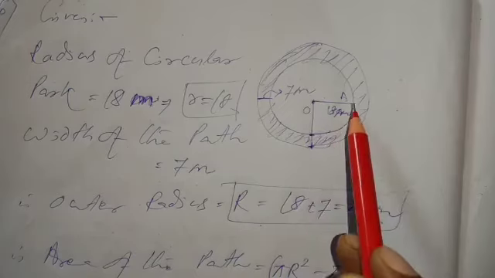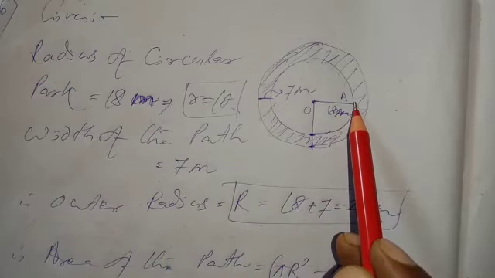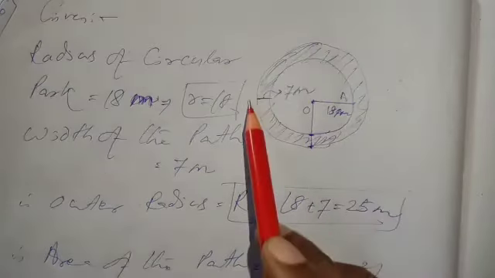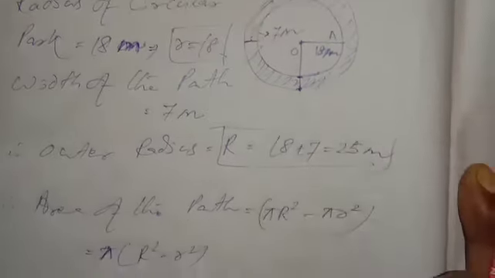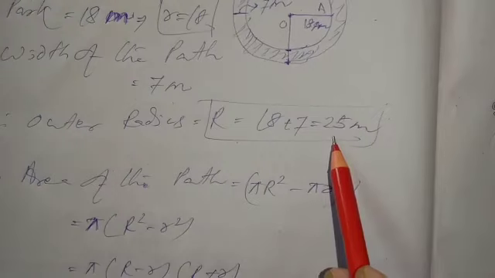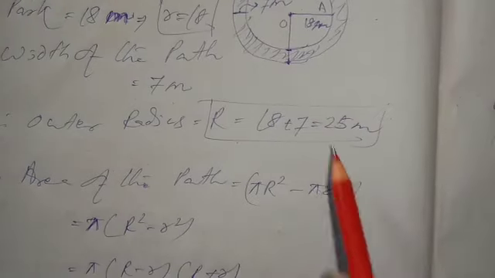Therefore, inner radius will be 18 meter. The outer radius, including the path, will be 18 plus 7, that is 25 meter. Outer radius. Now, area of the path means this is the area of the ring.